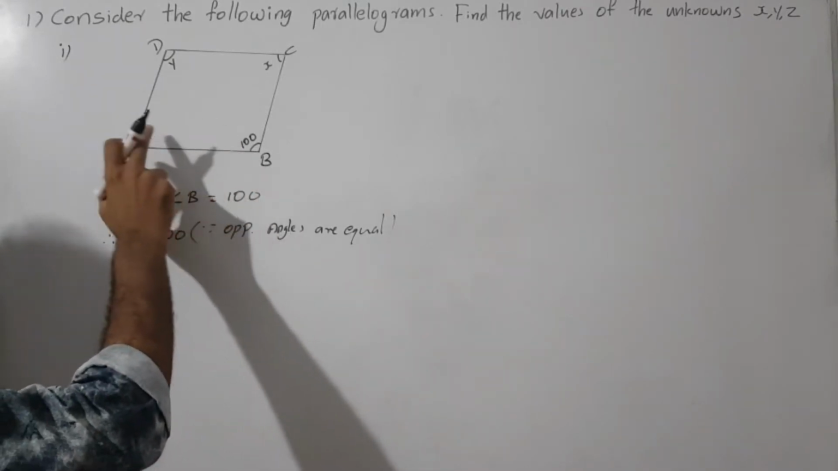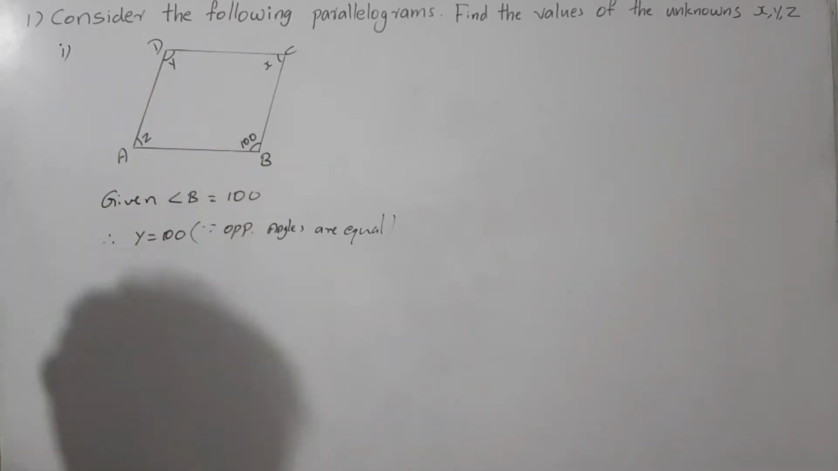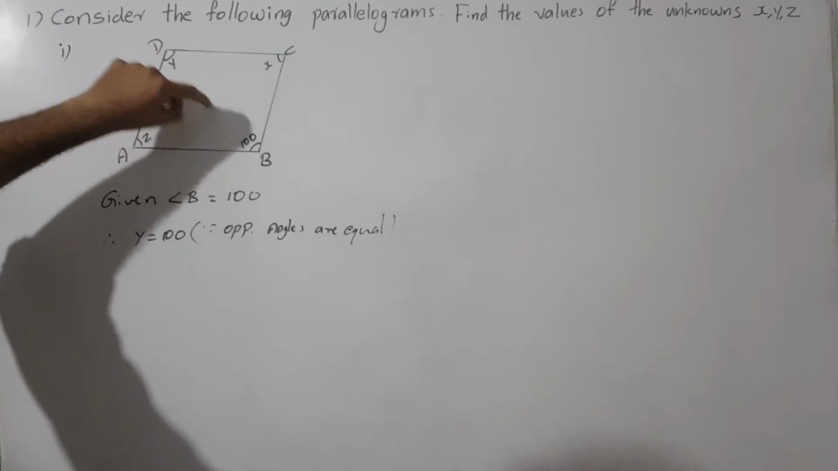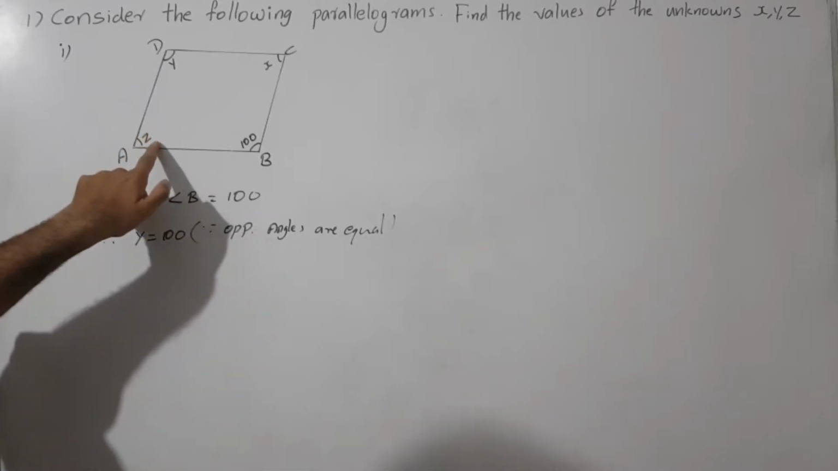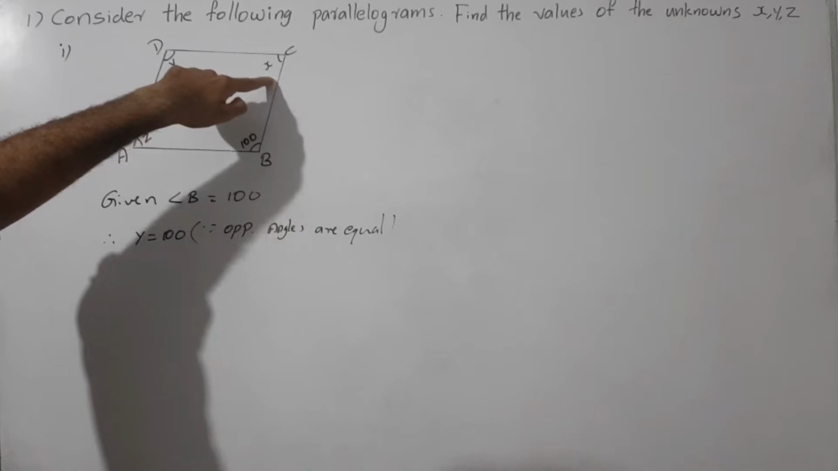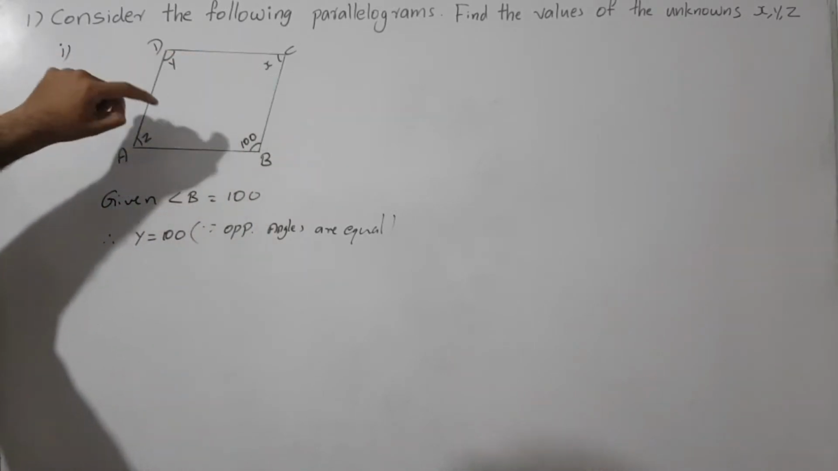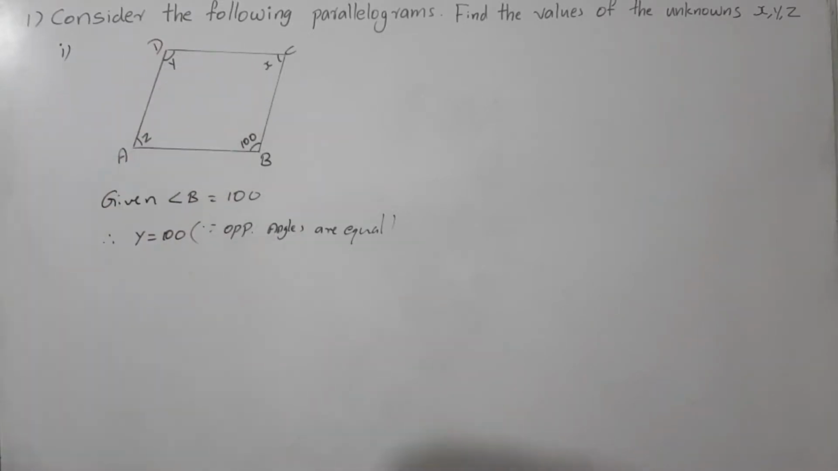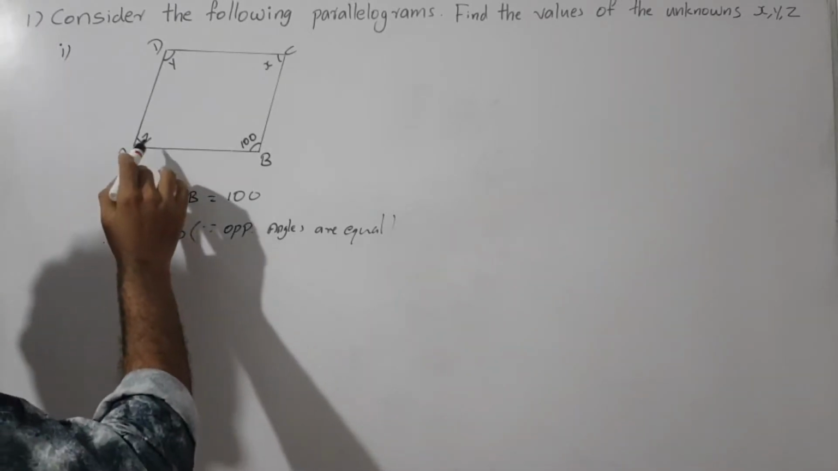Then how do we find the value of z, based on 100 or based on y? Now we know the values of y and 100. If we get the value of z, then it is very easy to write the value of x, because they are opposite angles. So we think: what is the relation between z and 100?